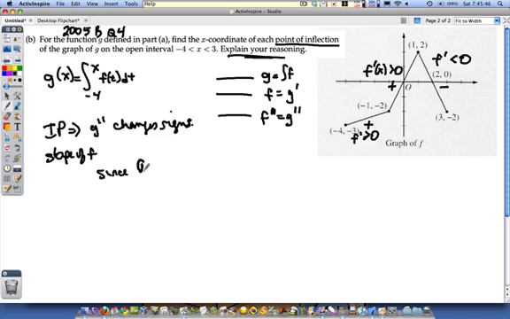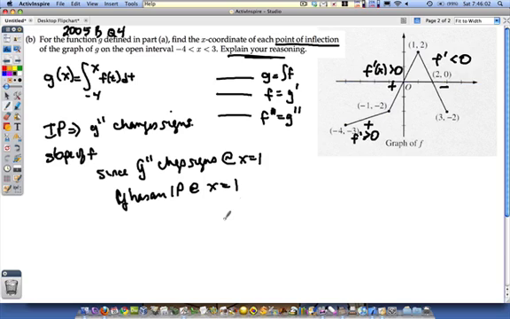Since g double prime changes signs at x equals 1, g has an inflection point at x equals 1. There's your explanation.